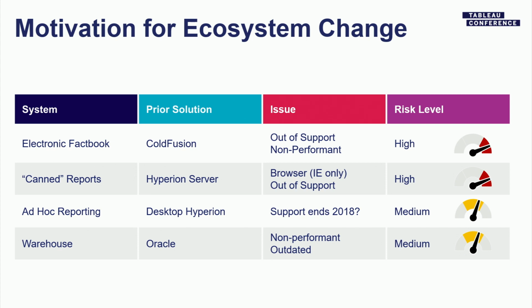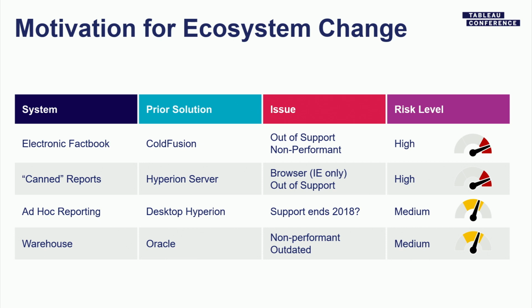We had canned reports that were sitting on a Hyperion server. We called them our WOW reports. And that server had gotten to the point where the only browser that could use it was an old, out-of-date version of Internet Explorer. It was also out of support. And we thankfully managed to upgrade the server off of the thing that caused the UK's healthcare virus problem, but we hadn't managed to get it to a much more modern version. So those were two pretty high risk levels for data breaches.